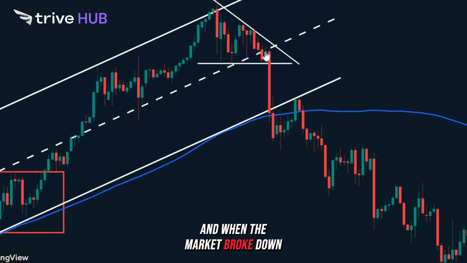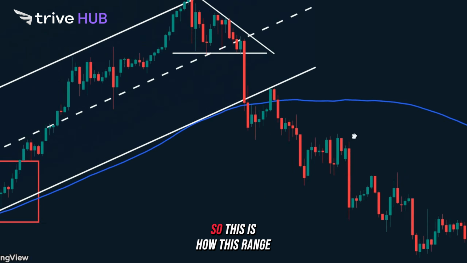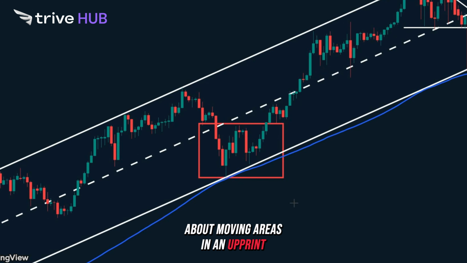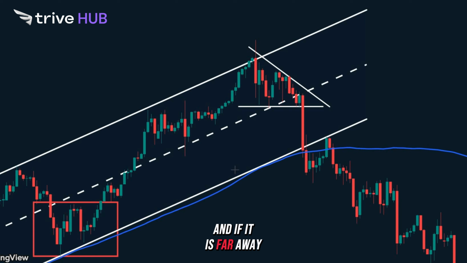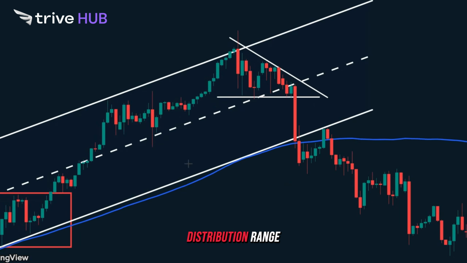And when the market broke down from this range support area, it hit this major trend line and moving average at the same time, but the market failed to sustain around this level. It made a retest and continued in the downside direction. So this is how range formation above moving averages in an uptrend gives you a confirmation of accumulation, and if it is far away from this value area, so the value area is here and it is forming around this zone which is far away after an extended uptrend, this is marked as a distribution range.